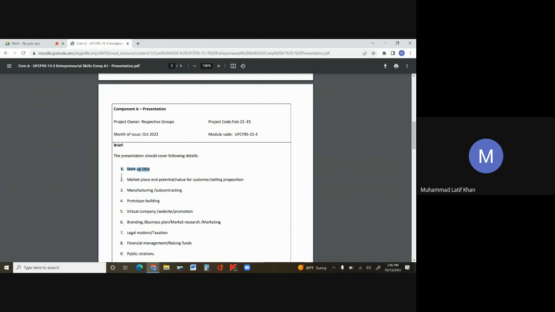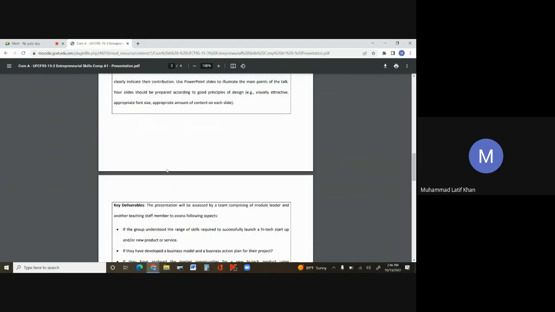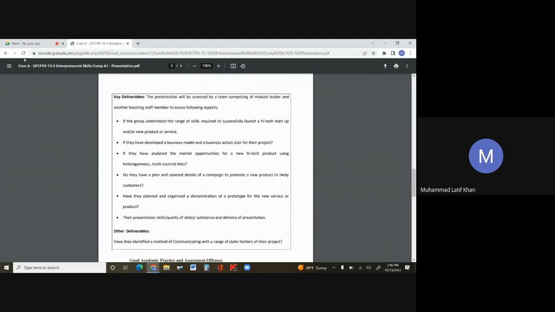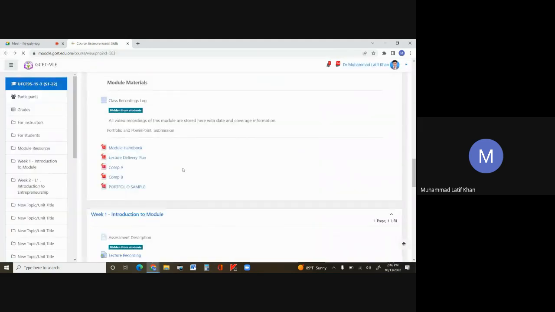So the points here should be simple points. Your slides should not be very congested. Okay, and after that marketplace, manufacturing, prototype, virtual, meaning the same points of your project should be here. It's very simple. It has 25 marks. Out of 25, 15 marks are for your slides and 10 marks for your individual presentation skills.